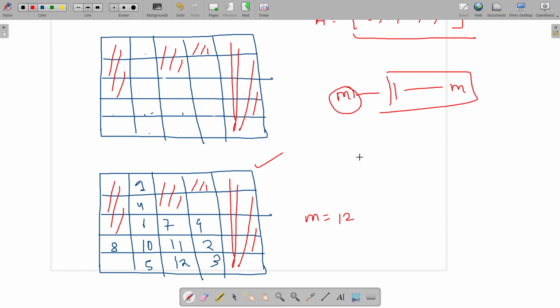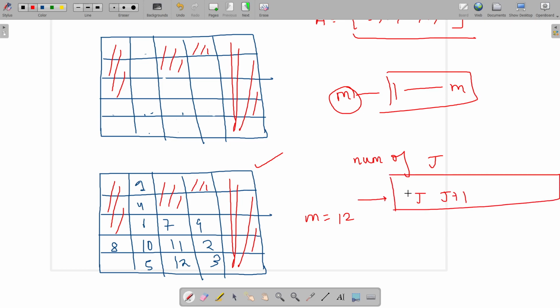So what is the score? Score is defined as the number of j such that the elements numbered j and j plus 1 occur on the same row. So if this is a row, then these two must be present on the same row and they must be adjacent. So j should be on the left and j plus 1 should be on the right.